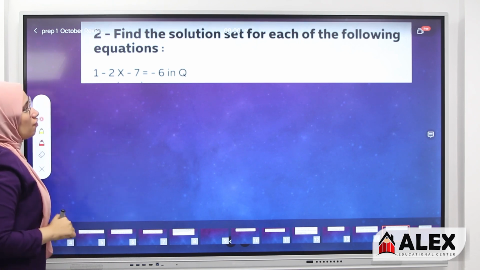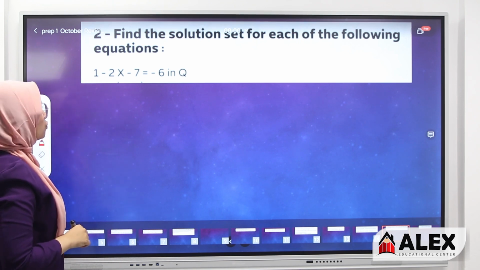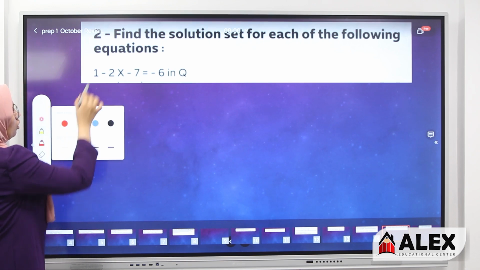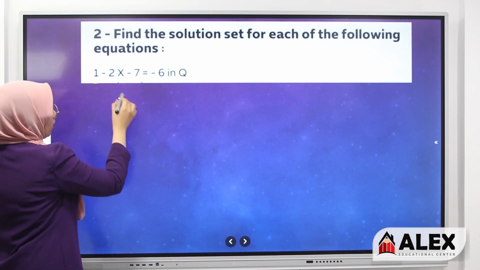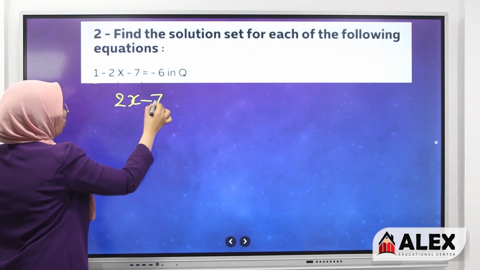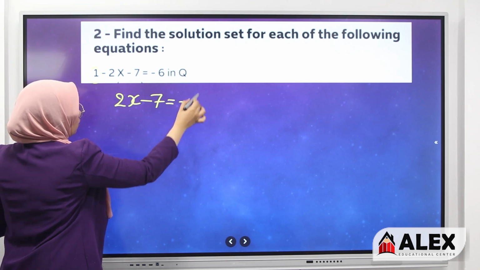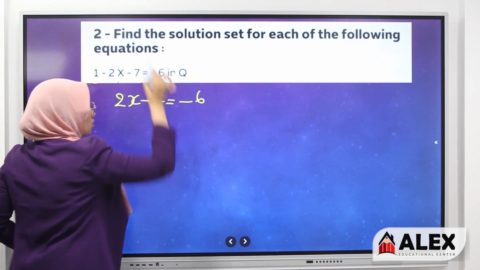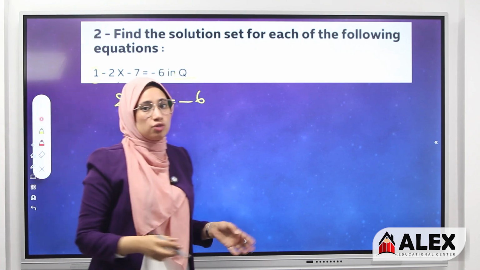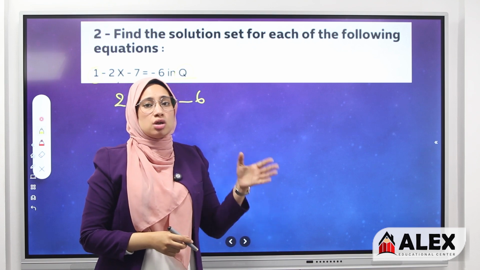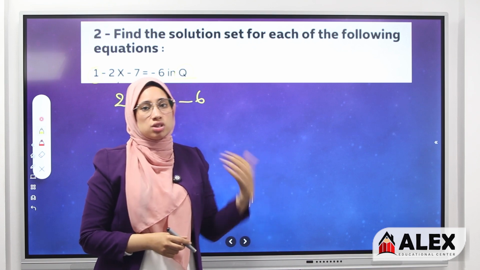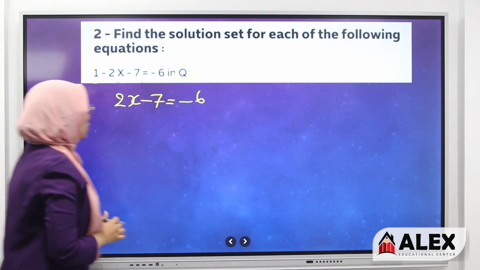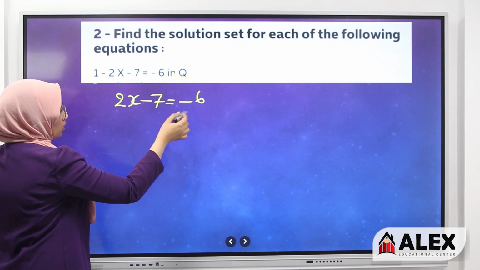Here, find the solution set of each of the following questions. The first one, number 1: 2x - 7 = -6. And don't forget, in the irrational numbers, all the numbers we take are integer numbers, 0, positive integers, negative integers, and fractions, decimals, and percentages. Okay, 2x - 7 = -6.